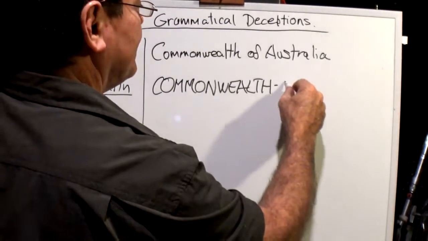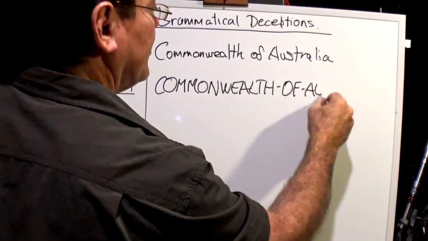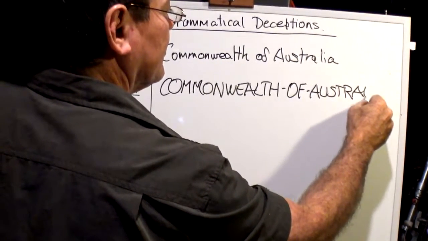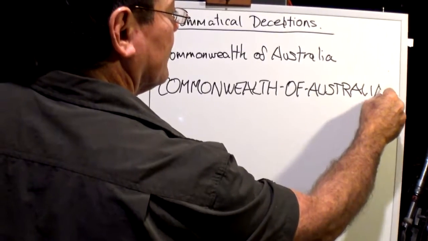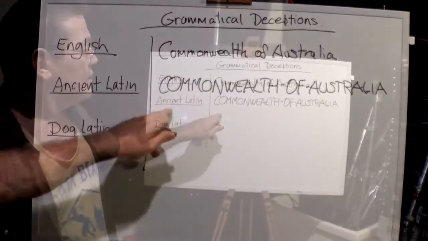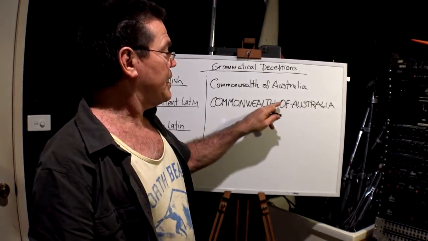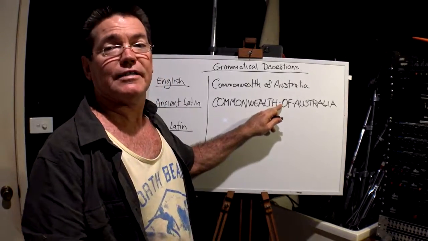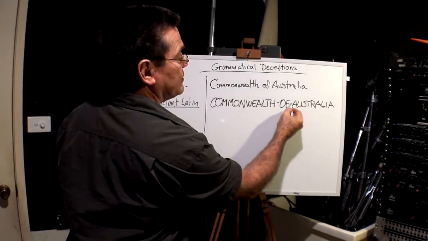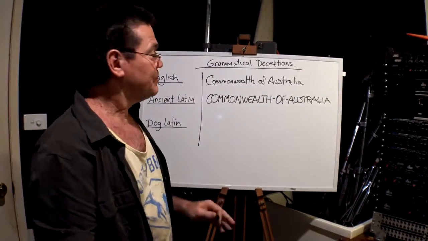Hyphen. So that's an L there. Commonwealth of Australia, written in an ancient Latin style text. And we have here the 2 hyphens in between the 3 words.